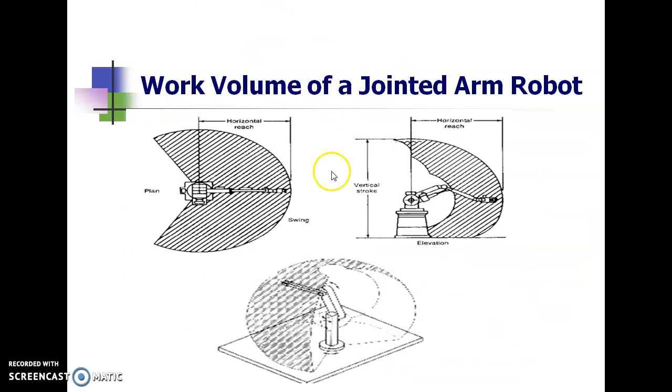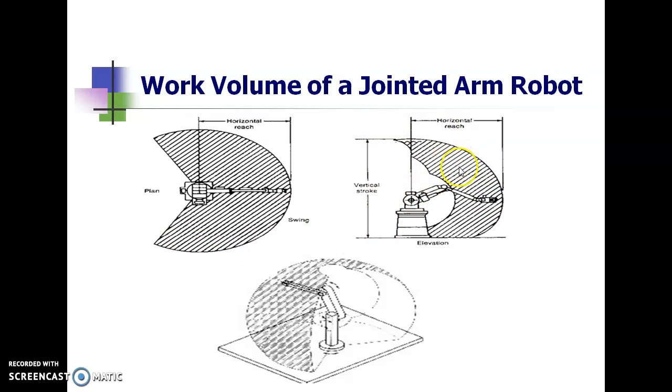So if you take the work volume again, this is the horizontal reach and this is going to be the vertical reach, right? Horizontal reach and vertical reach, and the swing. The waist is going to swing, so the swinging action. This is horizontal and vertical stroke.